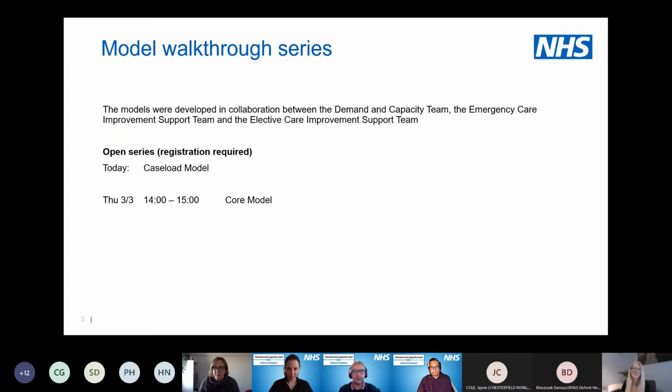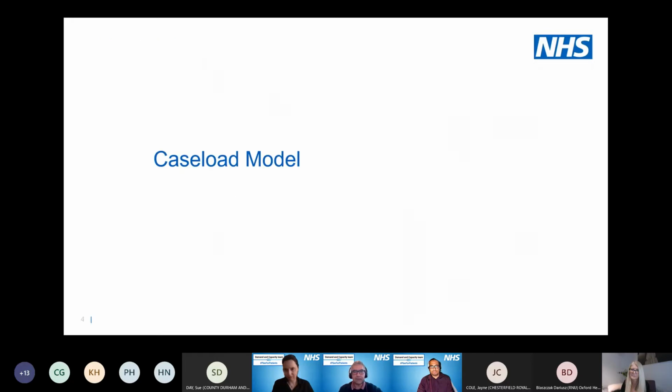So as Sandra introduced earlier on, this is the second in our series of webinars focusing on the caseload model today, and then later on Thursday we've got the core model. So today's walkthrough will be looking at an overview of the model, and in particular to focus on how the model can be used operationally and as a tool to support wider service and quality improvement. And Wendy will share some of her insights and some examples of using the modelling.